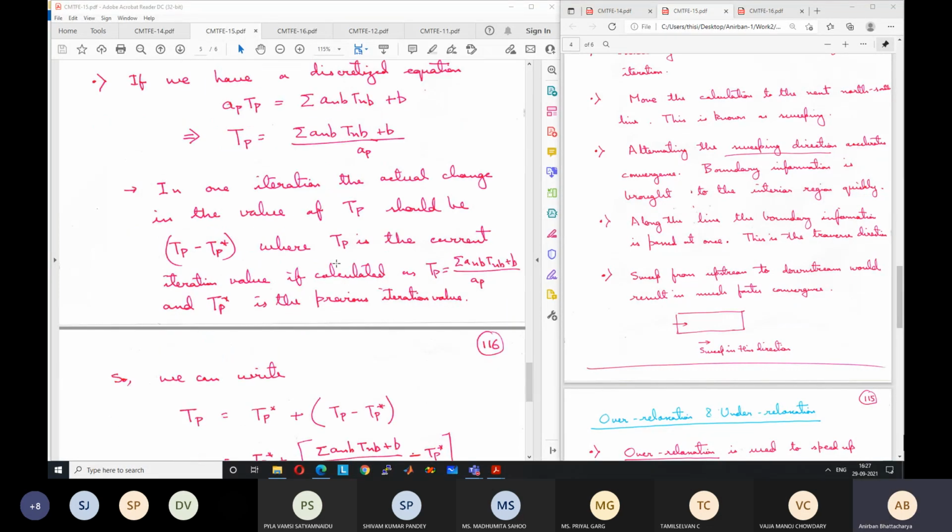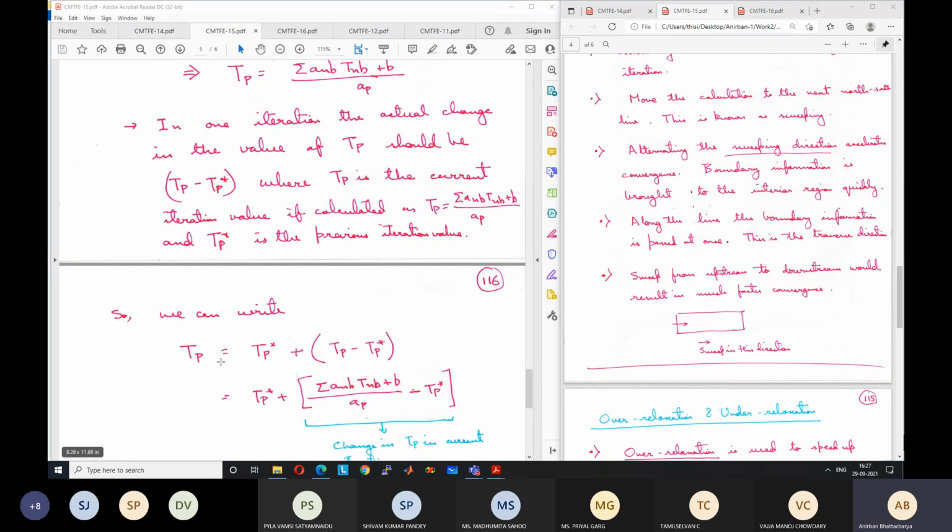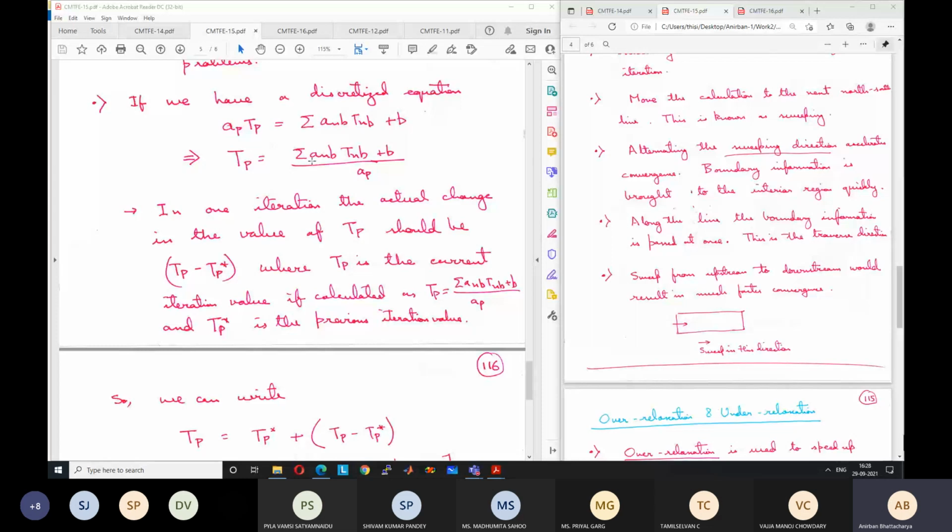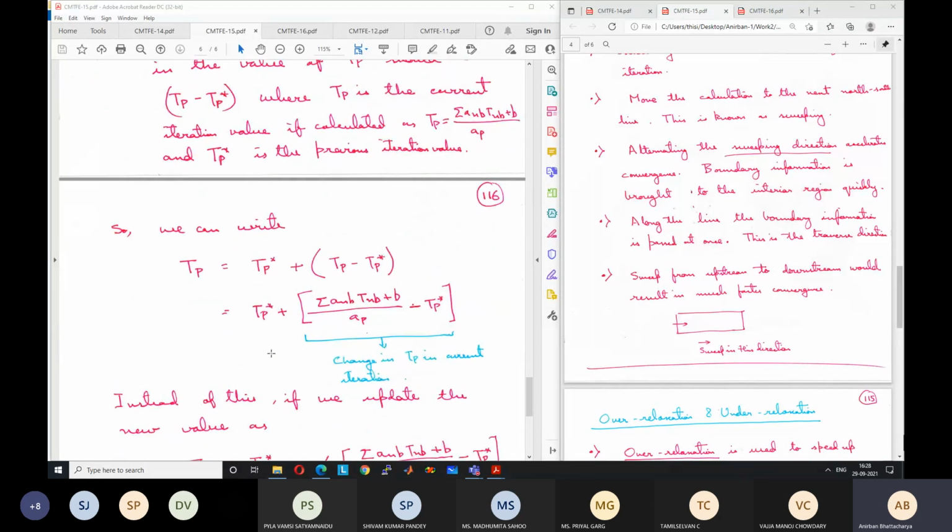Now we can write this as TP is equal to, so the current value or new value is equal to the previous value plus the change that has occurred, obviously. Say the current value is 303, previous value was 300, so 303 is equal to 300 plus 3. But we can write this TP now in terms of the calculated value, summation ANB TNB plus B by AP. So basically we are finding the new value as TP star plus summation ANB TNB plus B by AP minus TP star. Obviously TP star gets cancelled, and you get the correct value.